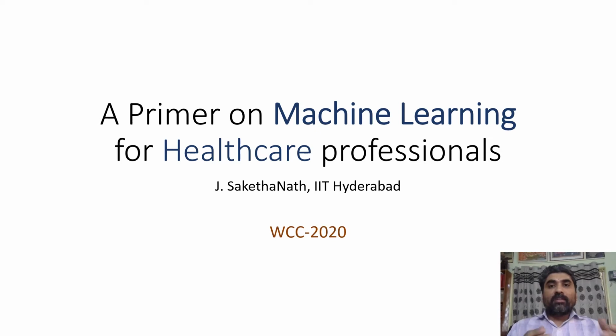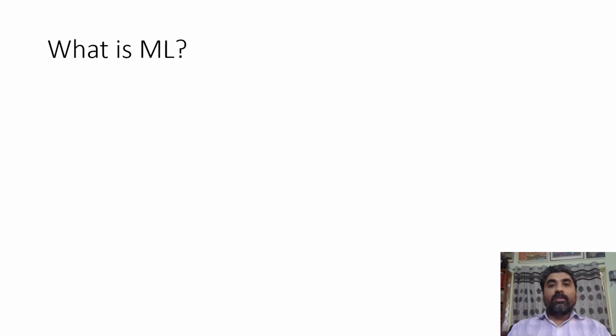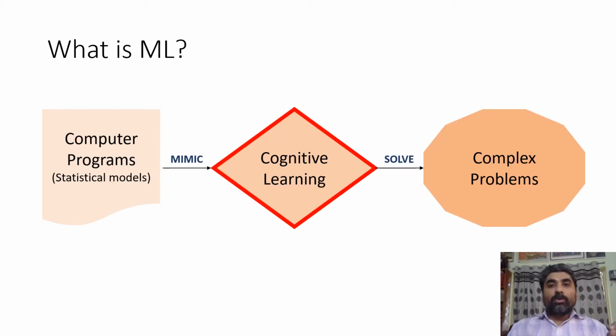And without any further delay, let me begin by defining what machine learning is all about. Machine learning is a subject in computer science whose goal is to develop computer programs that mimic or imitate the cognitive learning that happens in human beings.